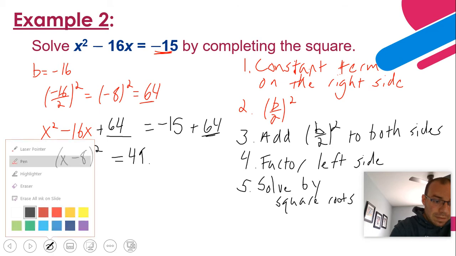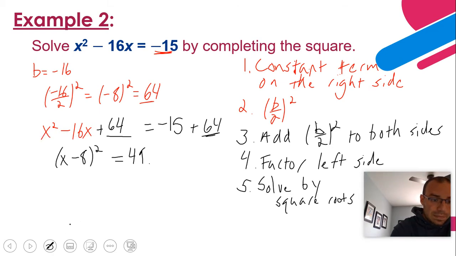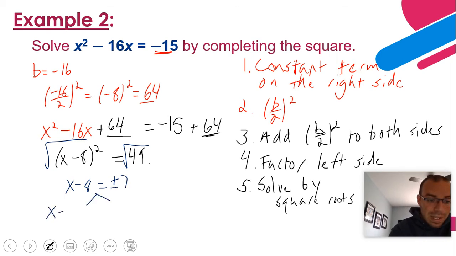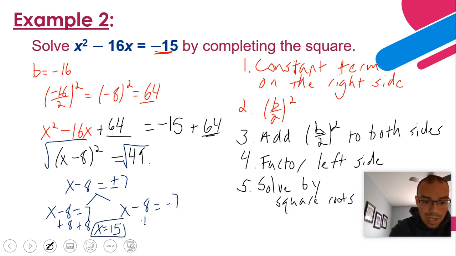From this point, I'm going to take the square root of both sides. The square root of x minus 8 squared is just x minus 8. And the square root of 49 is either positive or negative 7. So I'm going to have my two solutions. x minus 8 is equal to positive 7, and x minus 8 is equal to negative 7. Solve for x here, add the 8 to both sides. You're going to get x is equal to 15 as one solution. Add the 8 to both sides here, and you're going to get x equal to 1 as your other solution.